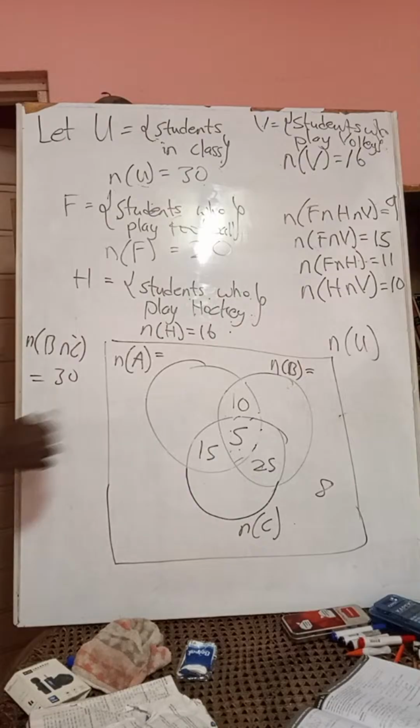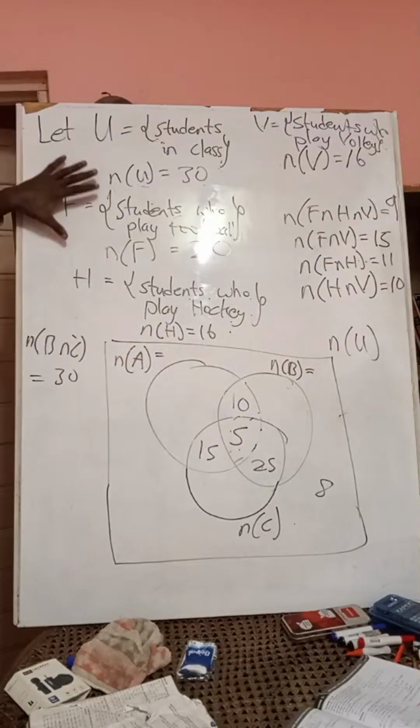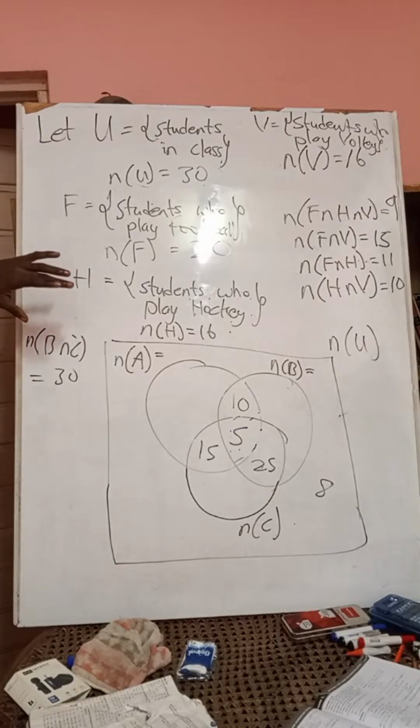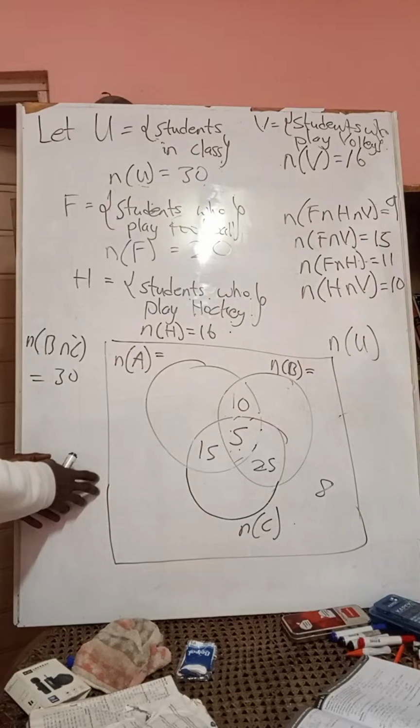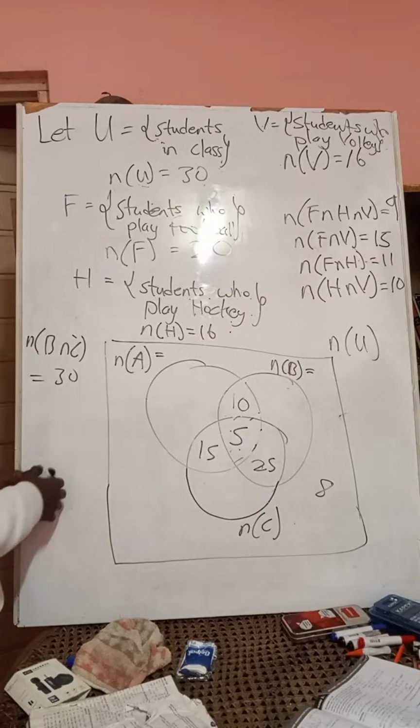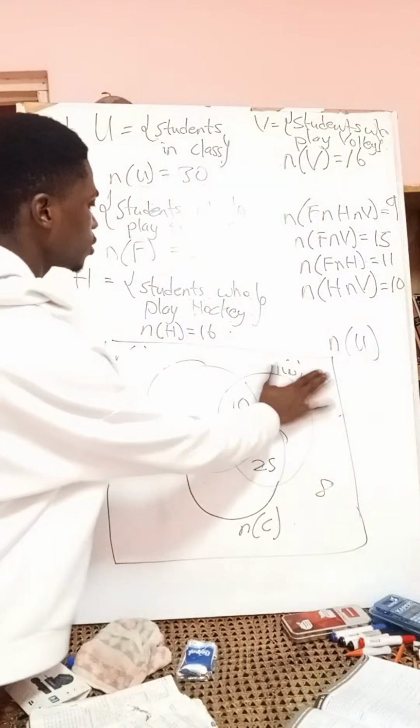Now after that you write the rest. The reason is for the examiner to know that this U is representing this, F is representing this, H is representing this. They don't mark it, but it's necessary. You won't be awarded any marks for it, but it's really necessary. After this, that's all. Then you start with the representation on the Venn diagram. So this is number of U.